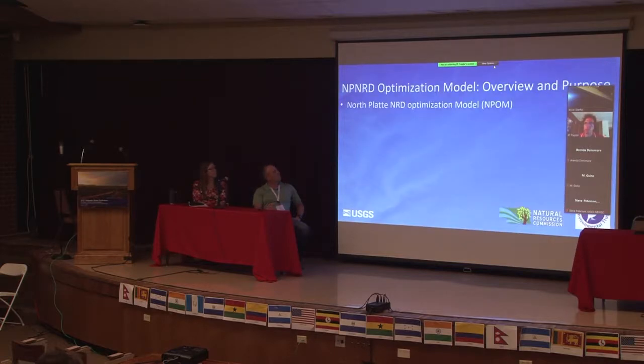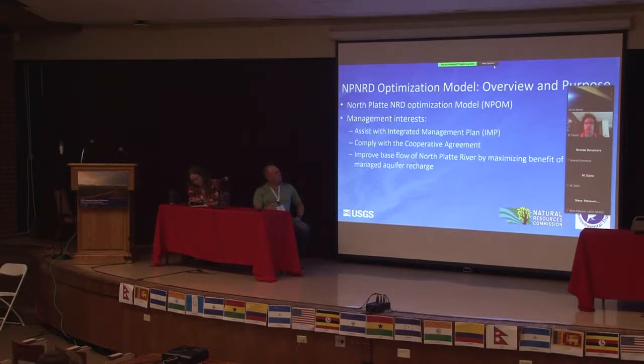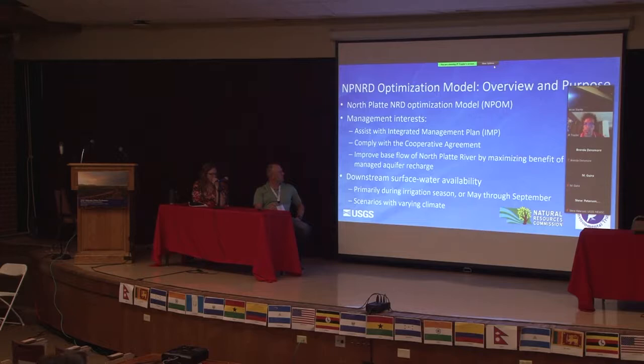So just an overview of the North Platte Optimization Model. This study was conducted mainly from like mid-2000s to about 2011, 2012. They had some management interests associated with that, with the integrated management plan, complying with the cooperative agreement, and the kind of focus of wanting to try to understand how to improve base flow of North Platte River by maximizing the benefit of their intentional recharge or managed aquifer recharge. And of course that has a lot of downstream surface water availability implications because the North Platte NID is the farthest upstream in Nebraska, particularly during the irrigation season and under varying climate scenarios.